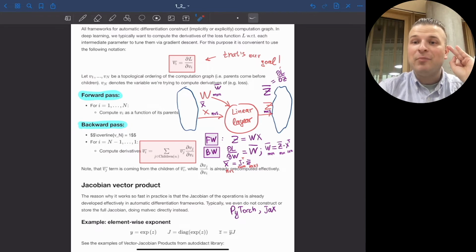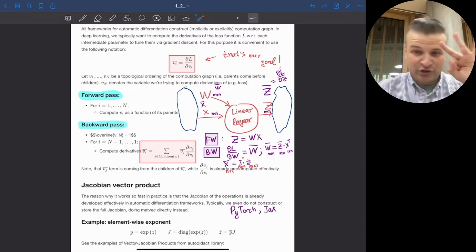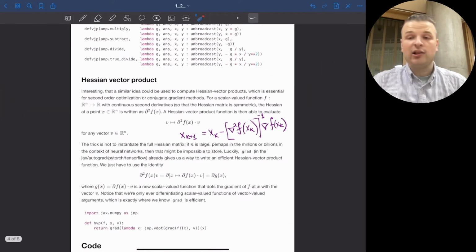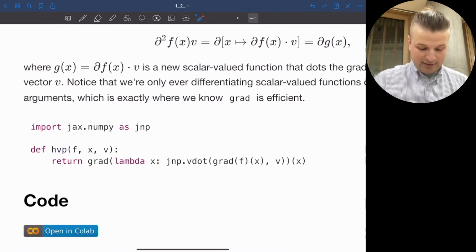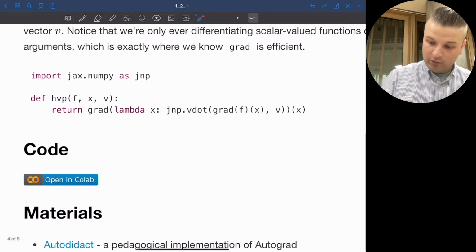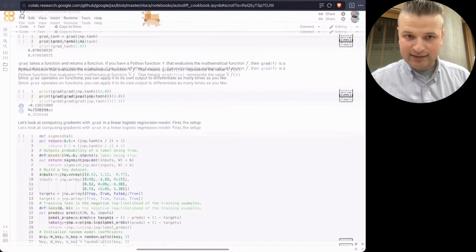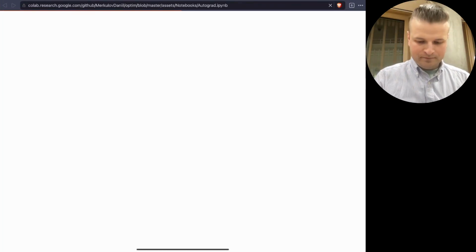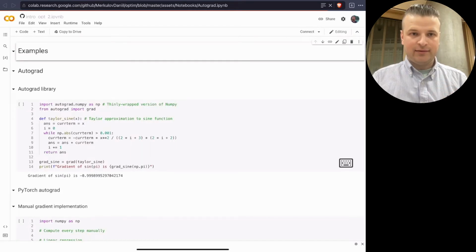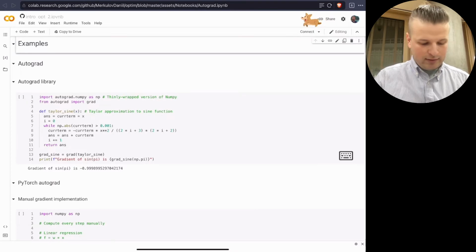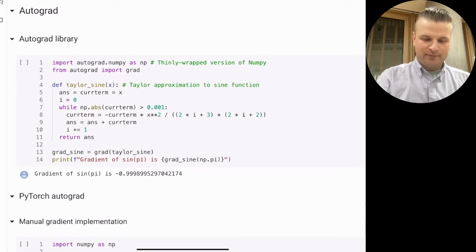Second is multivariate chain rule and Jacobian vector product. Third is the backpropagation idea, accumulating all of these gradients. Let's take a closer look at the examples. Here, we'll open this link, which is available on the site. That's the link on the top of the page here. Let's take a look at how it can be used.